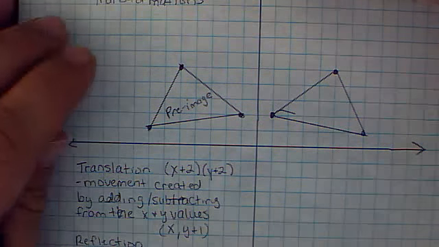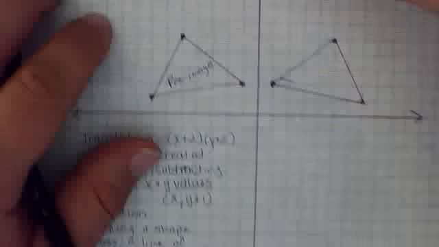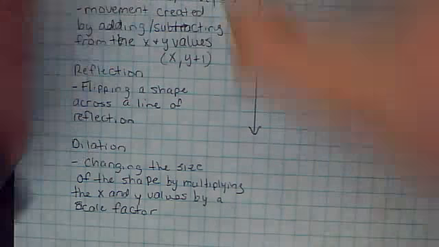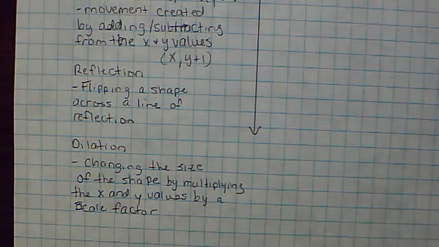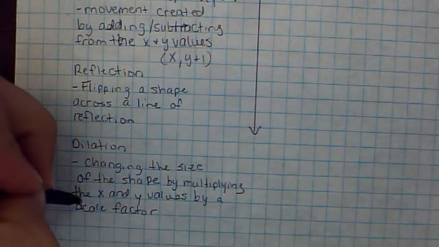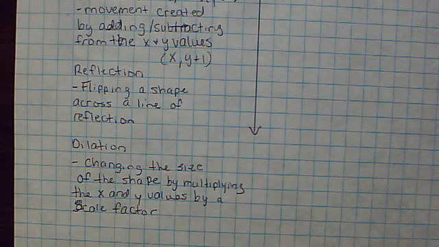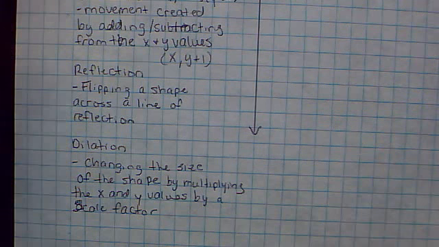The third type of transformation is dilation. Now, dilation, we're going to be changing the size of the shape by multiplying the x and y values by a scale factor. Okay, by a scale factor. So it's the same concept as translation, except we're not adding and subtracting, we're multiplying now.